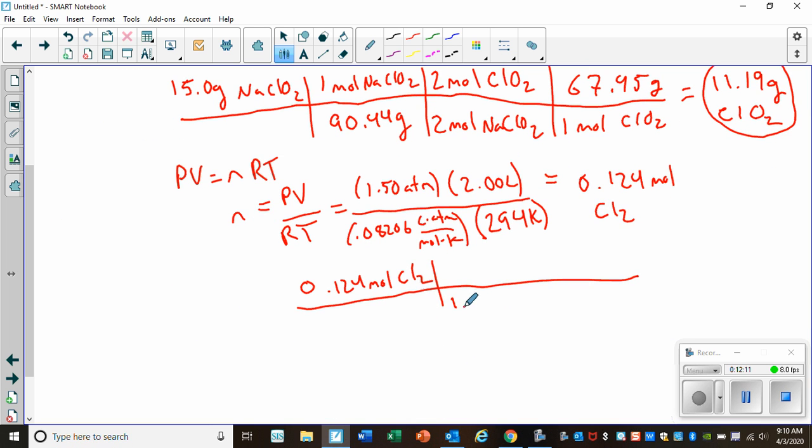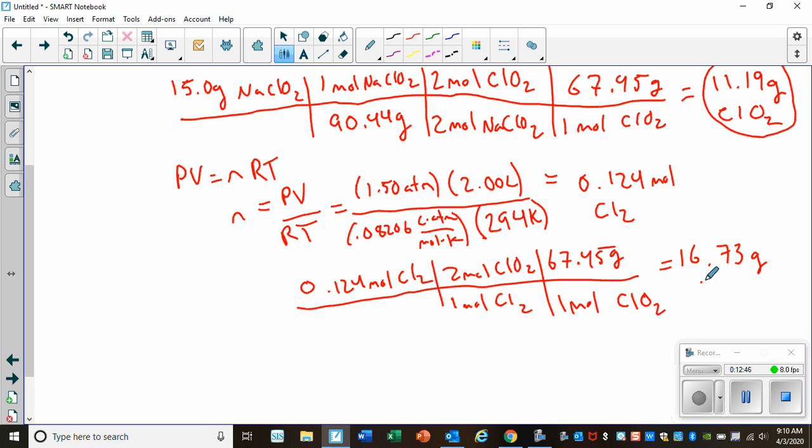So for every 1 mole Cl2, we get 2 moles ClO2. And again, the molar mass of the ClO2 is 67.45 grams. So we're just about up to the end here. I'll run this through real quick. And we end up with 16.73 grams ClO2. So this can't be it.